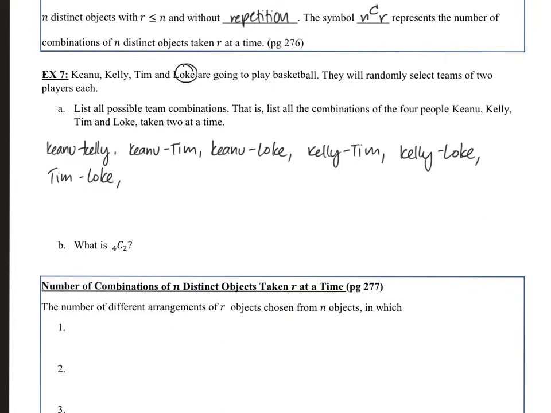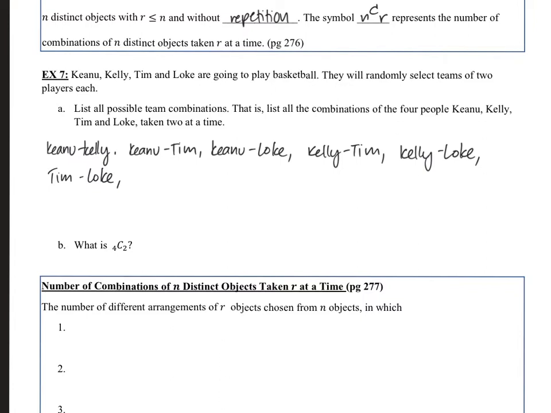We could do Loke and Keanu. We already have that. We could do Loke and Kelly. We already have that. How about Loke and Tim? And we already have that. So we have done all of the possible teams. And there we have our list of all possible teams.